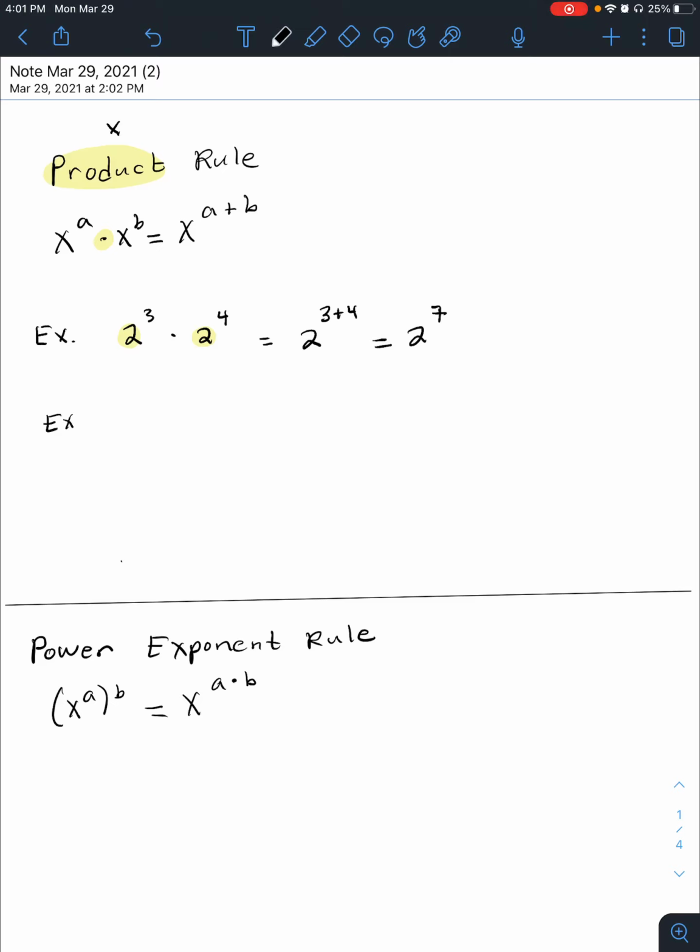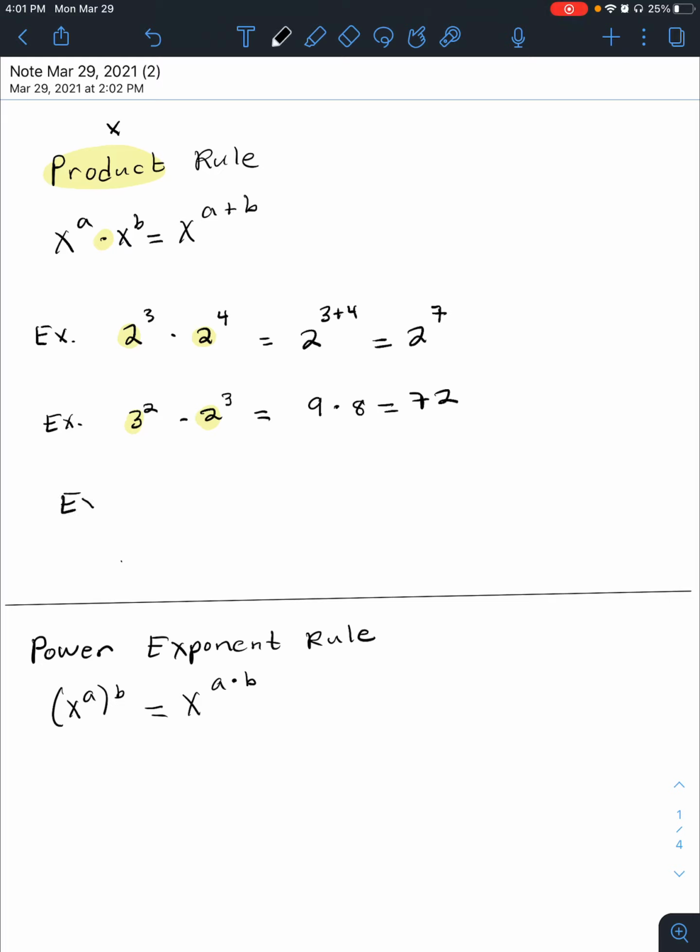Another example will be 3 to the power of 2 times 2 to the power of 3. In this example, you'll notice that the bases are not the same. Since the bases are not the same, we cannot do the product rule. So for this problem, we'll just have to evaluate each one separately. 3 squared is 9, and 2 cubed is 8, and then we get the answer 72. So the rule of thumb here is don't force it.